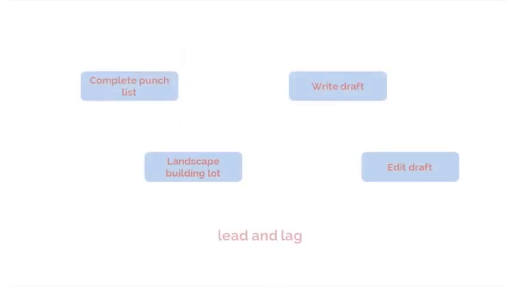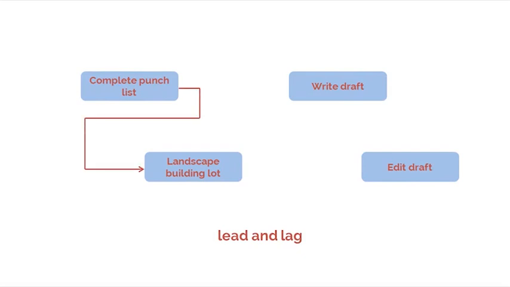And third in our list of tools and techniques, we have leads and lags. A lead is the amount of time whereby a successor activity can be advanced with respect to a predecessor activity. A lag is the amount of time whereby a successor activity will be delayed with respect to a predecessor activity. Let's look at this example here.